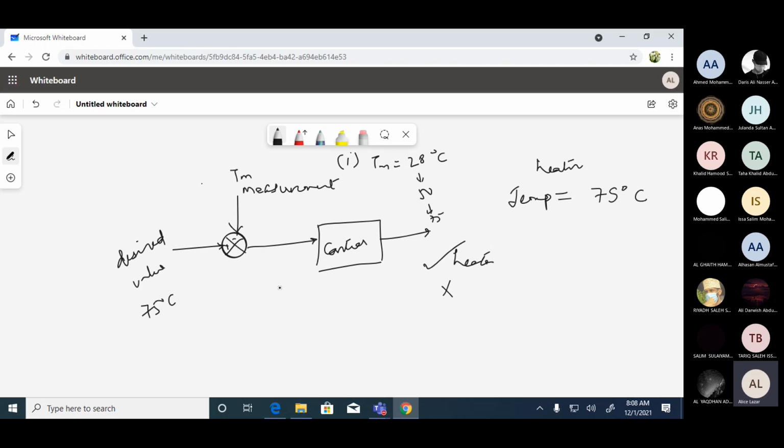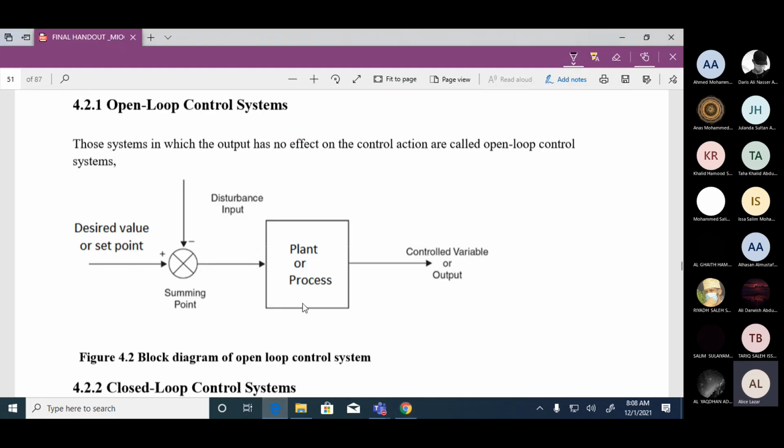So in this example, I have told you what the controller needs, and according to the difference between the measured value and the desired value, the controller takes a decision of switching on or off. So this is an open loop system. Now here you see, this is the desired value. Here you have the disturbance, and this particular circle that I am drawing with a cross is called a summing point. Here you have the set point, that is your desired value.